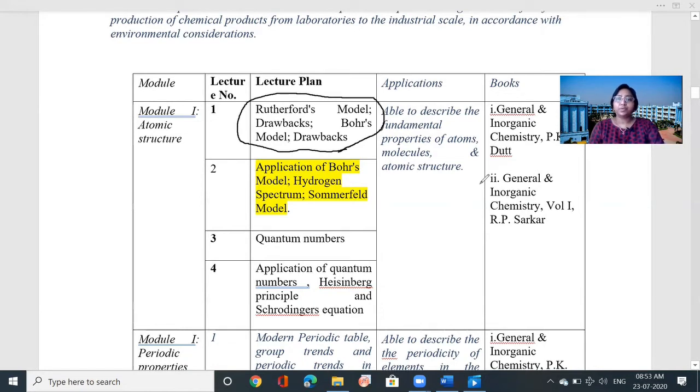And Niels Bohr told about the different orbits. We have already discussed the Bohr's model postulates. So today we learn the application of Bohr's model, the hydrogen spectrum, and the Sommerfeld model.